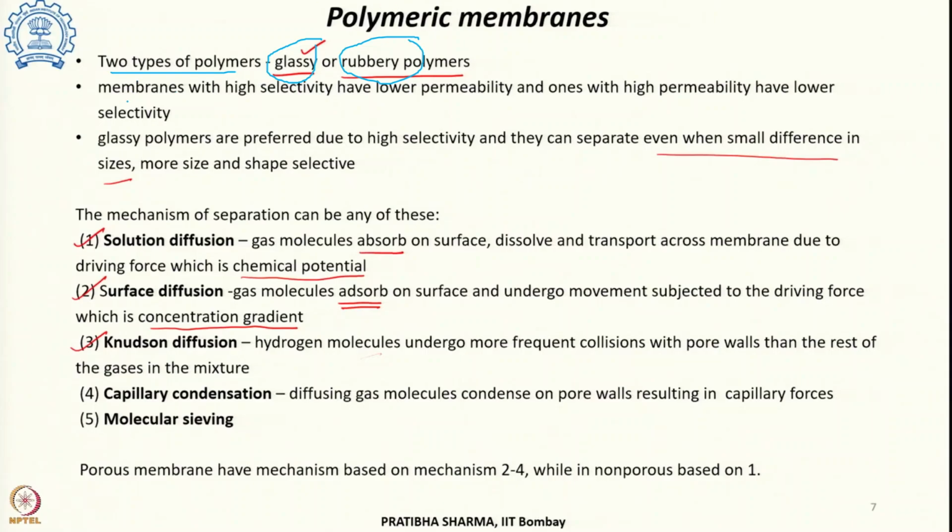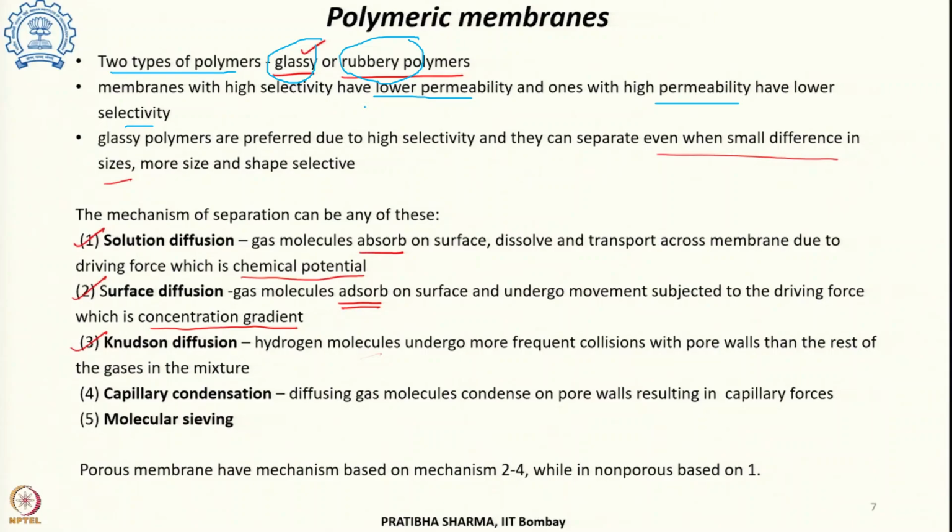And glassy polymer membranes with high selectivity have lower permeability. If one membrane has very high selectivity, that means the permeability is very low. And one with high permeability has lower selectivity. It is vice versa. Generally, glassy polymers are preferred due to their high selectivity, but permeability will be less.